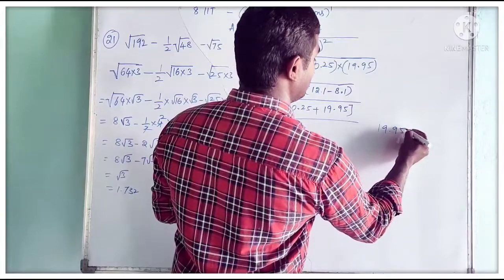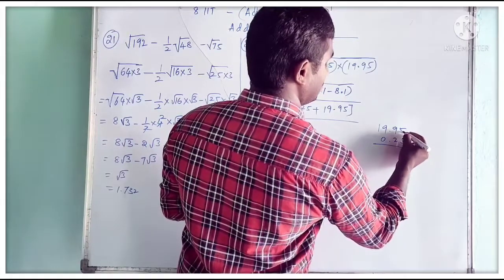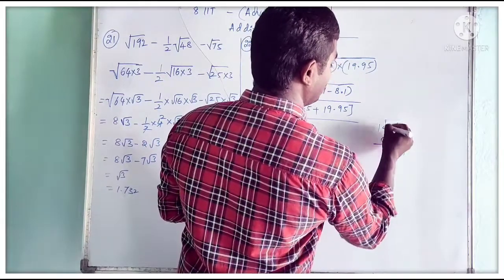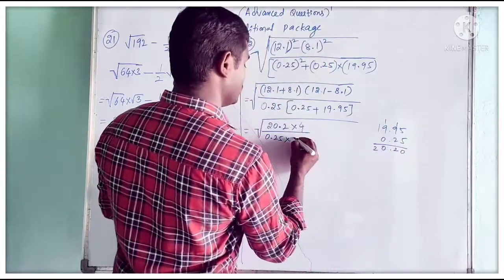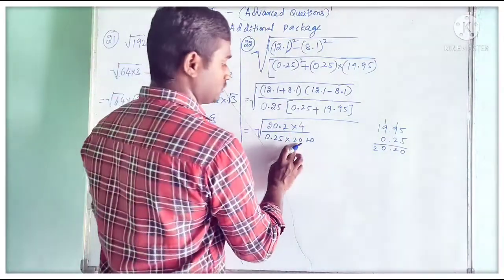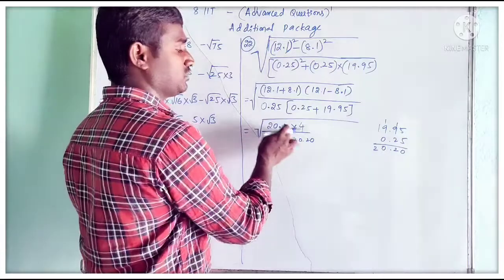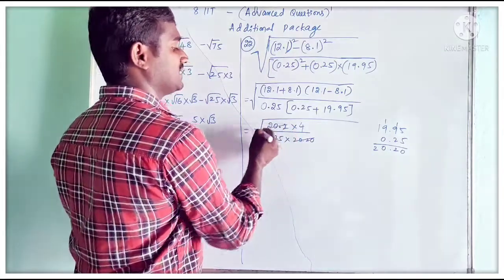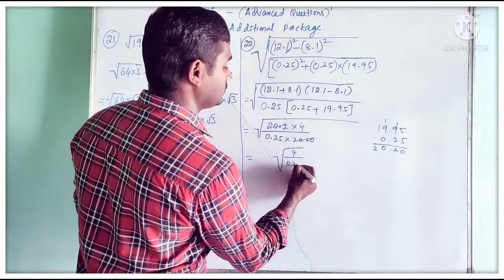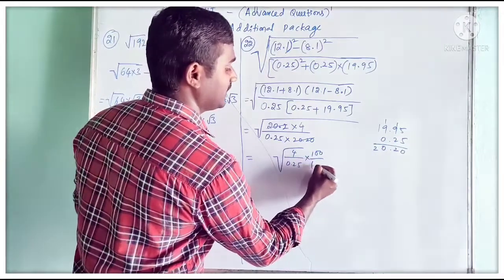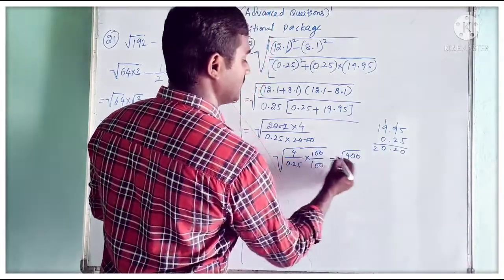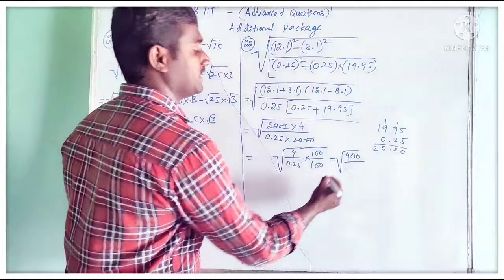If you add these two numbers, 5 plus 5 is 10, 1 carry, 10 plus 2 is 12, so 20.0 will come. Is there any cancellation here? 20.20 and 20.2 are equivalent decimals, so you can cancel these two. Now the leftover is 4 by 0.25. Multiply with 100 in the numerator and denominator, so it becomes 400 by 0.25 into 100, that is 25.